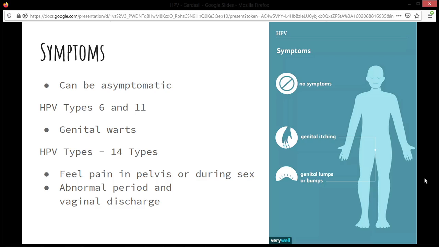But there are different types, or strains, of HPV. For example, HPV types 6 and 11 cause approximately 95% of genital warts. The warts can be flat or raised, single or multiple, and clustered. There are 14 high-risk genotypes of HPV that cause 80% of cervical cancer. People who are infected by these types of HPV are usually asymptomatic, but some can experience pelvic pain intermittently or during sex, bleeding after sex, abnormal periods, and vaginal discharge.